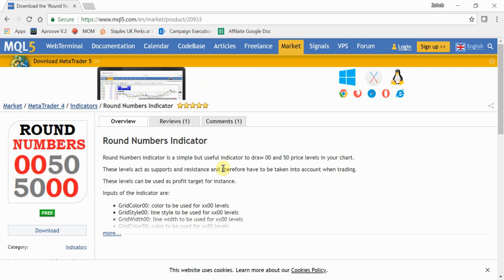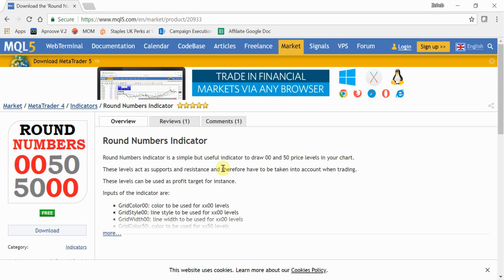Hey guys, Zoe here from OneGlanceTrader.com, and in this video I'm going to walk you through how to download the round numbers indicator for your MT4 platform. So I've received a few questions now about why I use the round numbers indicator and where they can find it and how you can download it.